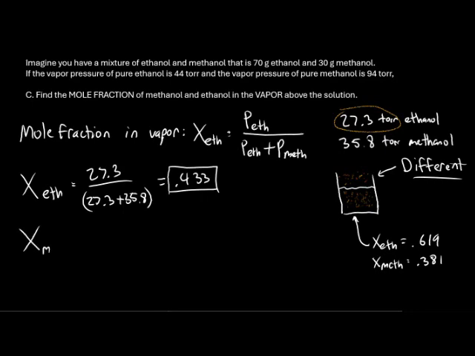Once again, to get the mole fraction of methanol, we only need to take 1 minus the mole fraction of ethanol. We'll end up with 1 minus 0.433, and we'll do that subtraction in a calculator. We'll end up with 0.567. So now, not only do we know the mole fractions in the liquid, we also know the mole fractions in the vapor above that liquid.